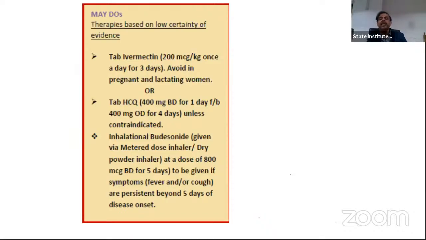And if ivermectin is not available, or there is some hypersensitivity to ivermectin, then you can prescribe hydroxychloroquine, which is a repurposed drug, just like ivermectin. They were meant for some other purpose, and now they are being repurposed for COVID-19 infection. However, the first preference should be given to ivermectin because the quality evidence is stronger with that. The second choice should be hydroxychloroquine, 400 mg BD for 1 day, followed by 400 mg OD for 4 days, unless contraindicated. One important contraindication can be prolonged QTc or uncontrolled arrhythmia in your patient.